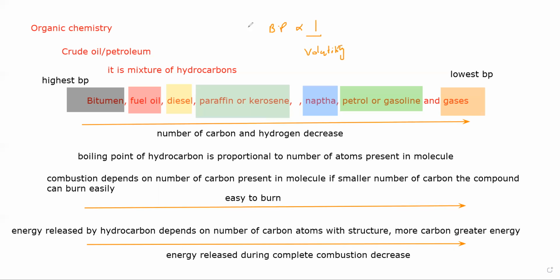So, boiling point and volatility. If a substance has a higher boiling point, it cannot be easily vaporized. The term volatility means the tendency to convert into vapors. So which one do you think can easily convert into vapors? Moving from bitumen to gases.